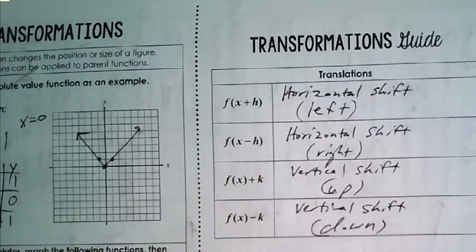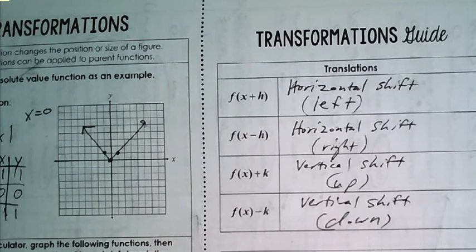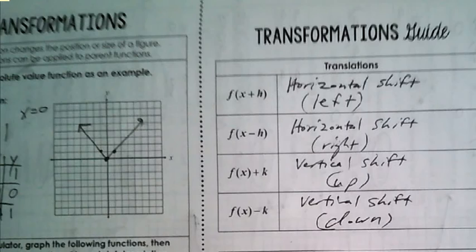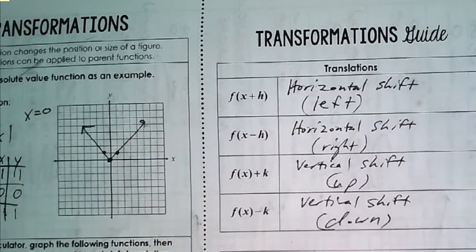Okay, the next type are the dilations. This is where we're dealing with a stretch or a shrink. A dilation is when we multiply the function by a number. If the number that I multiply by, the number in front, has an absolute value greater than 1, it's going to be a stretch. We call it a vertical stretch. And if I multiply by a number that's less than 1, like 1/3, it's going to be a vertical shrink.